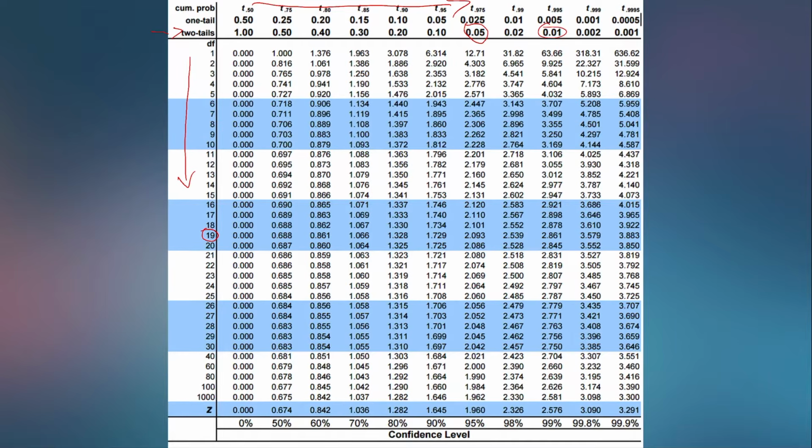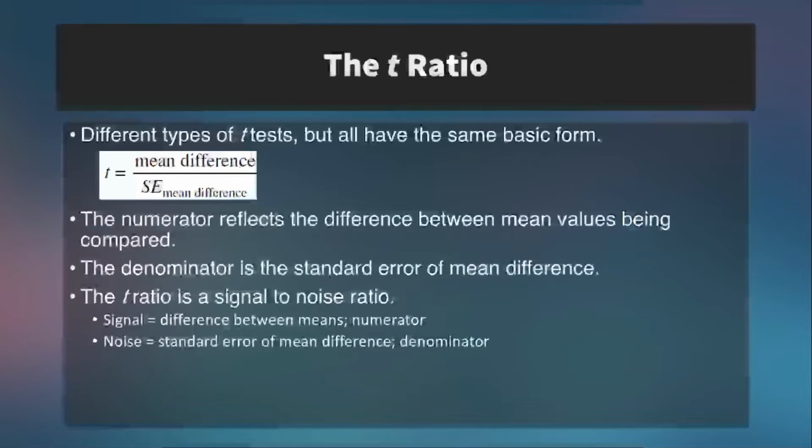And if we're looking at an alpha level of 0.05, we just track over, and then we find our critical t value, which is 2.093. And if the t statistic that we calculate with our data is larger than 2.093, then we would reject the null hypothesis. So how do we actually calculate a t statistic?